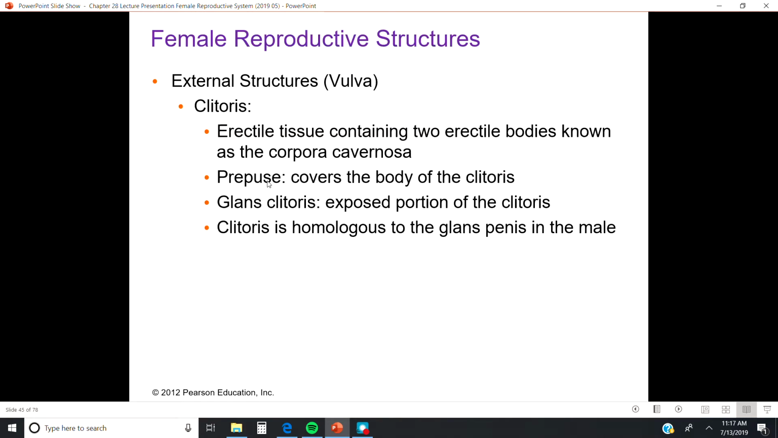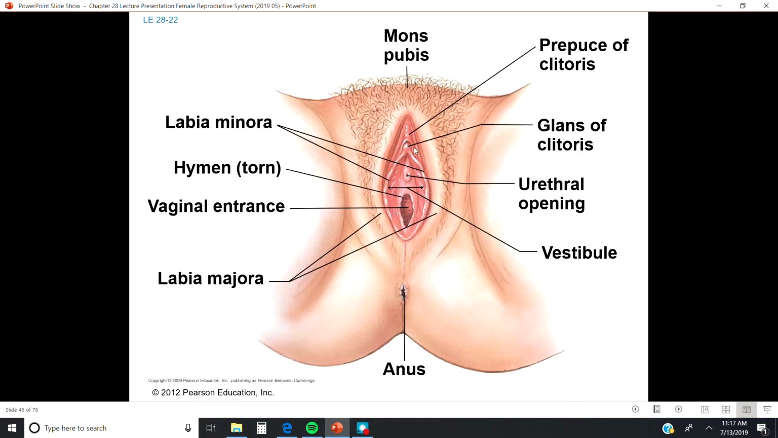Okay. You can ignore that. I spelled that wrong. That should be a C. You can change that in your notes. Sorry about that. All right, this is going to be the prepuce. It covers the body of the clitoris. So it's the same as the male prepuce. Again, the exposed portion of the clitoris is actually known as the glans.